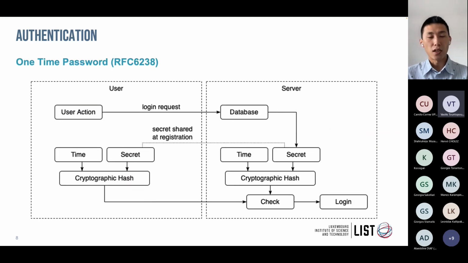Here you can see a short version of how the one-time password works. Once the user wants to log in and sends the request to the server, based on the database and the secret shared at the registration phase, both user and server are going to generate a cryptographic hash based on the timestamp and the secret. And at the final stage, the server is going to compare if the user's hash value matches the hash value generated on the server side. If yes, okay, the user can log in.